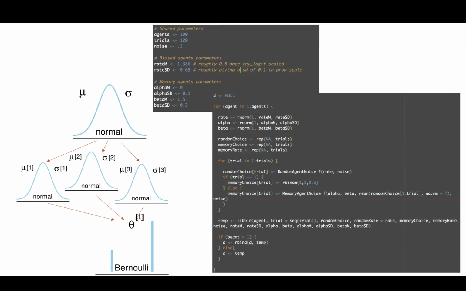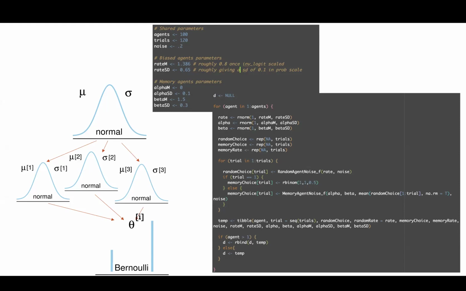Then we can loop through the n of agents, 1 to number of agents. And what we do is we extract a rate for that agent from a normal distribution with a mean of rate m and a standard deviation of rate SD. We do the same for the bias in the memory agent, and the same for the beta for memory in the memory agent. Here we create 3 vectors. One for the choice of the random agent, another for the choice of the memory agent, and then we want to keep track of the cumulative memory of the agent.